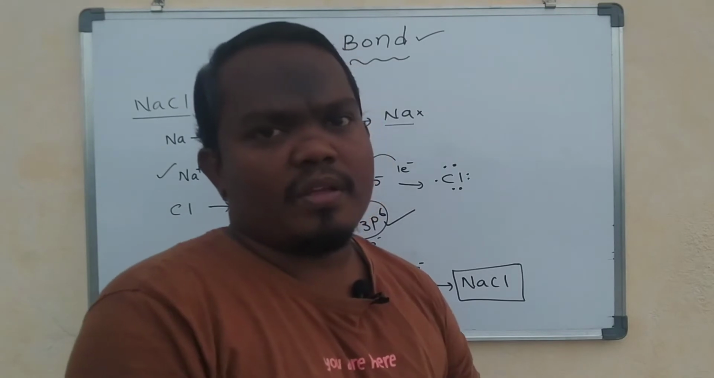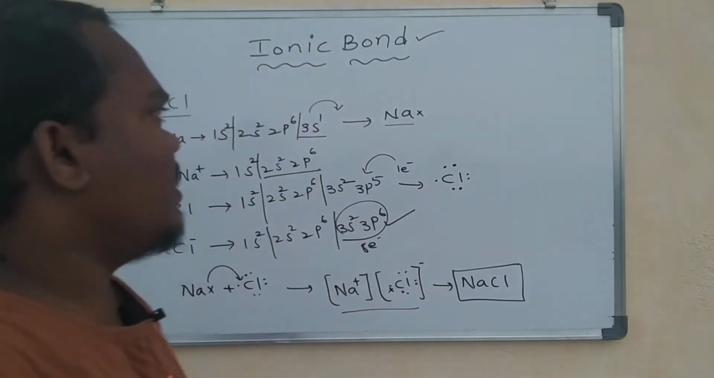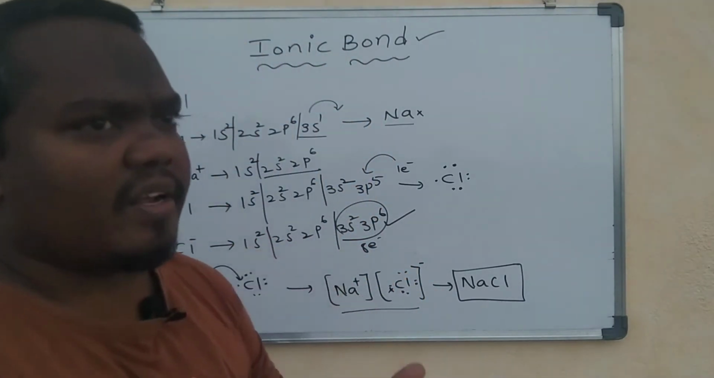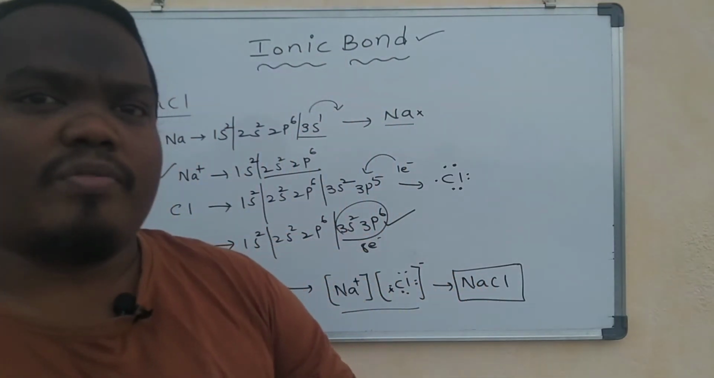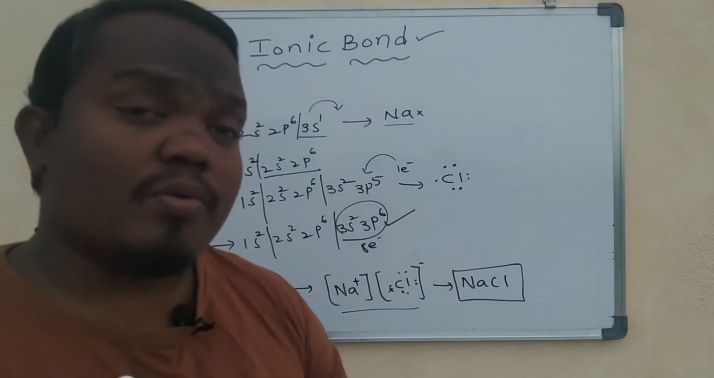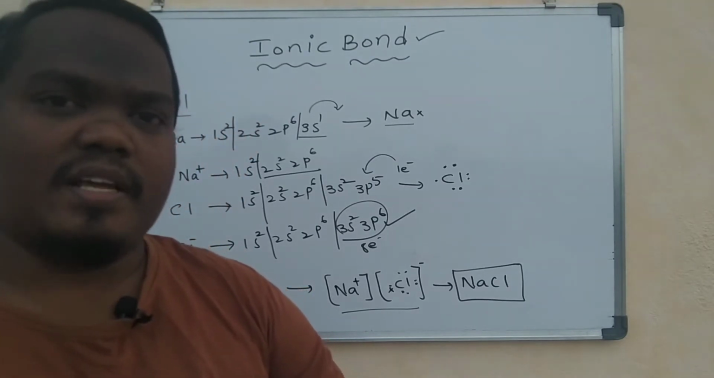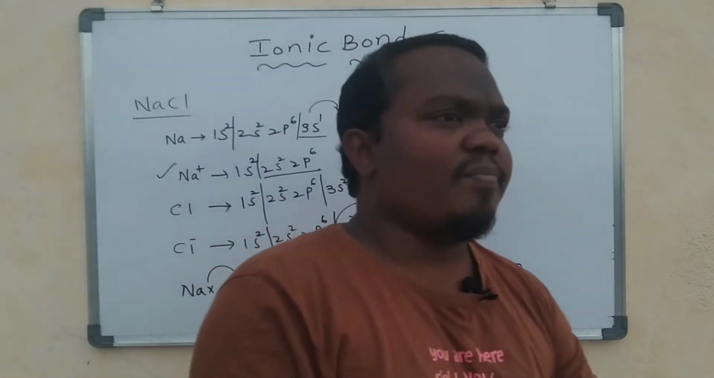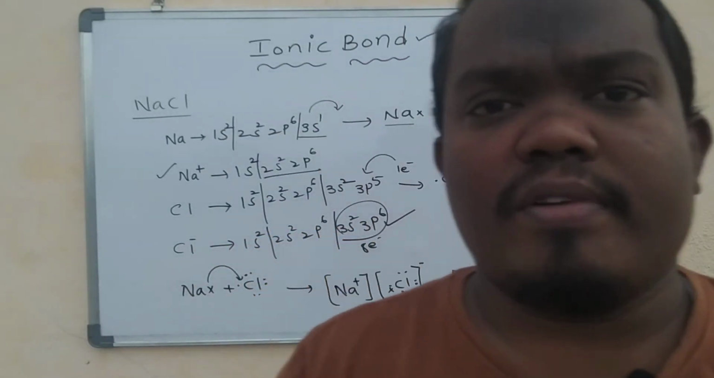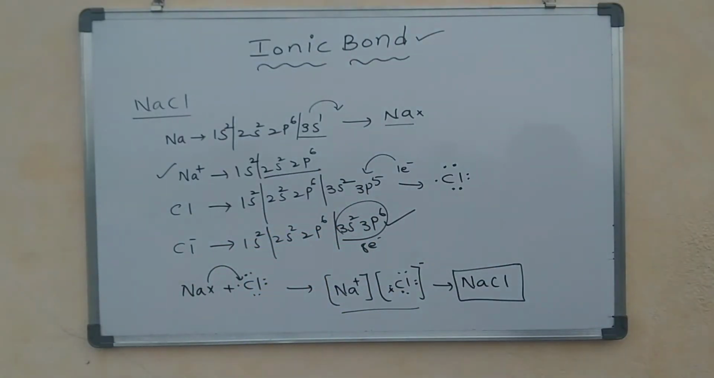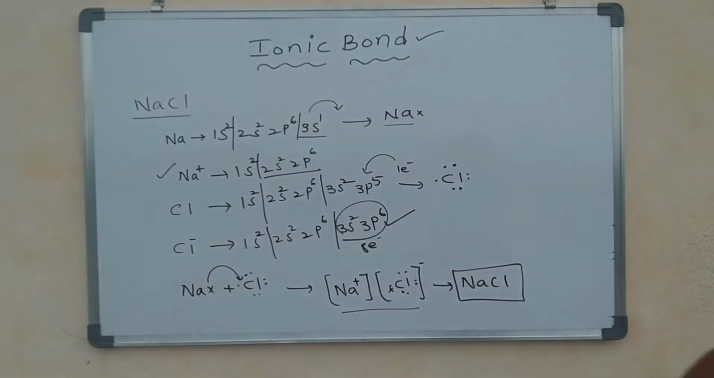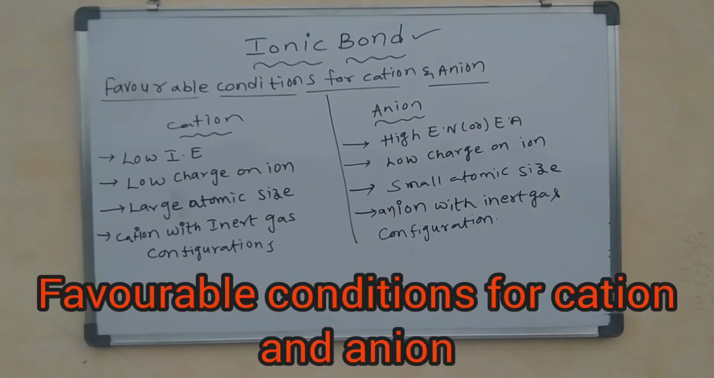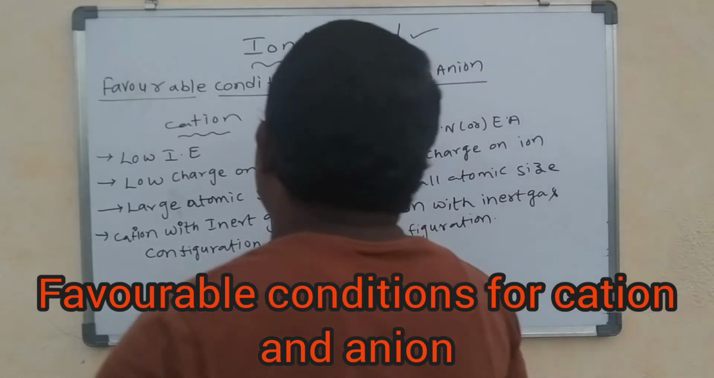If you observe here, we mainly require a cation and an anion. Now we should know how the cation is formed very easily, how the anion is formed very easily, and what the favorable conditions are. Then we can understand the ionic bond very clearly. Okay? So let me go with the favorable conditions for cation and anion.